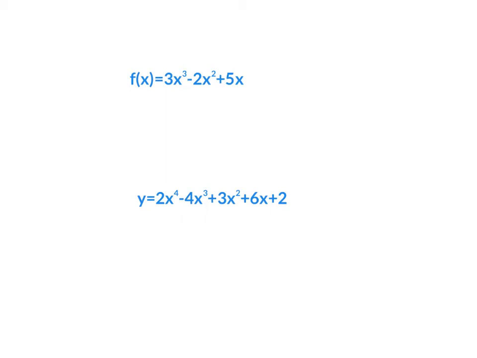Now our functions can get as complicated as they like, as long as it's a list of functions which are added together, so a sum, in this case 3x cubed, negative 2x squared, plus 5x. I can just differentiate each term individually. If it's not in this form, I need to make it in this form. So the first example here, I'm just going to differentiate each term in turn by multiplying by the power and reducing the power by 1.